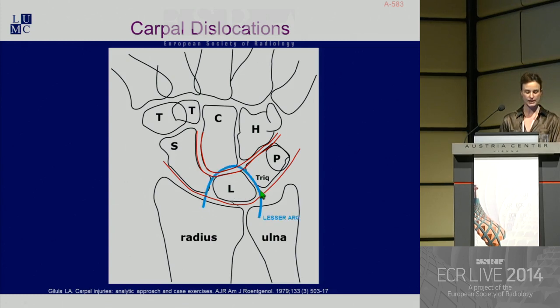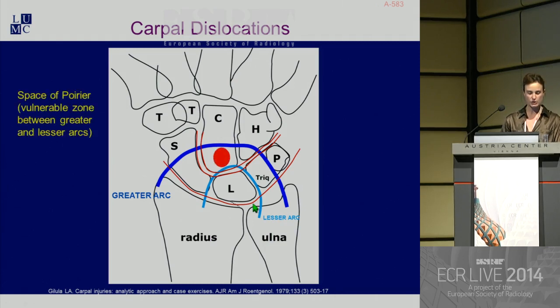The first is the lesser arc, which is an arc which surrounds the lunatum. And the second line is the greater arc, which is a line going through the waist of the scaphoid, capitate, hamatum, triquetrum, and in some newer classifications also the distal radius and the distal ulna. The space in between the lesser and the greater arc is called the zone of vulnerability.